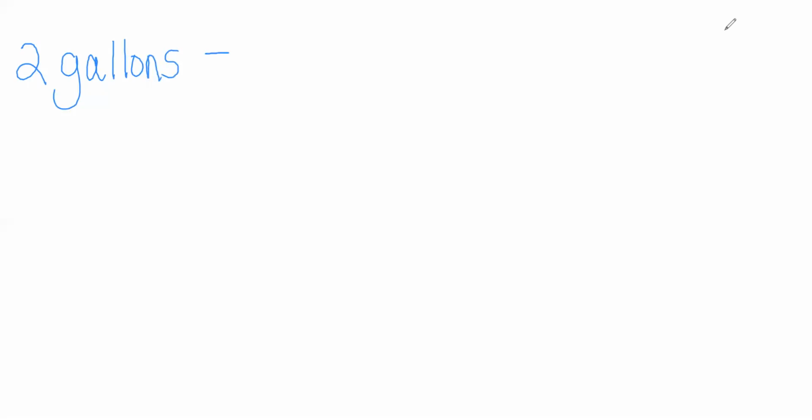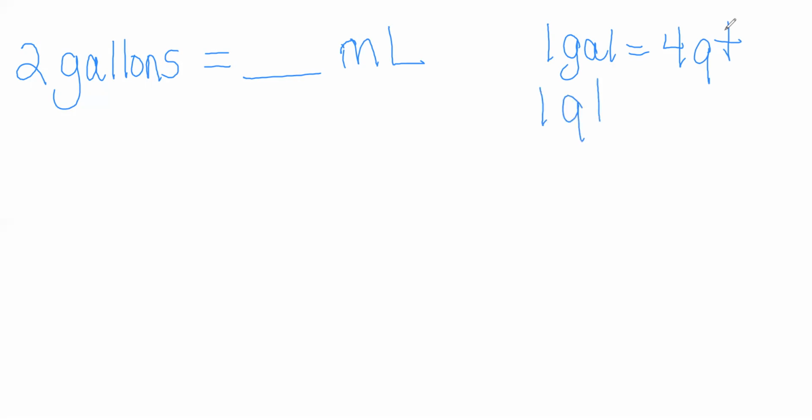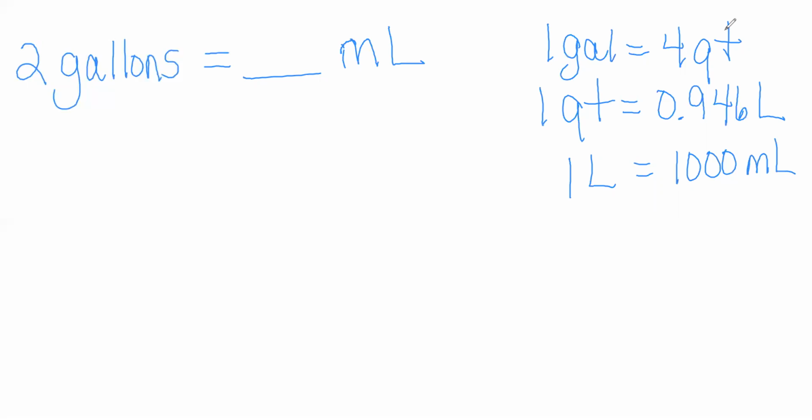All right, and we want to convert that into milliliters. So now we're taking another large unit and trying to turn it into smaller units. So for our conversion factors, we need to know that 1 gallon is equal to 4 quarts, and that 1 quart is 0.946 liters. And then 1 liter is equal to 1,000 milliliters.